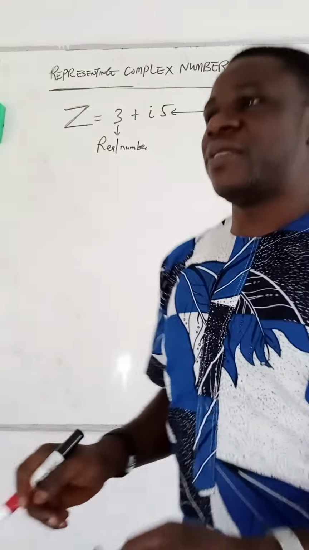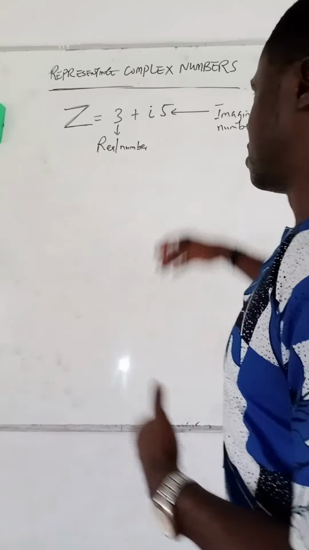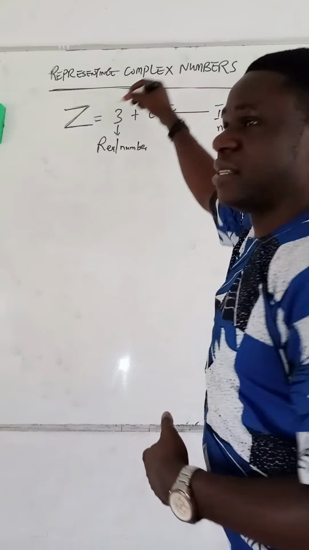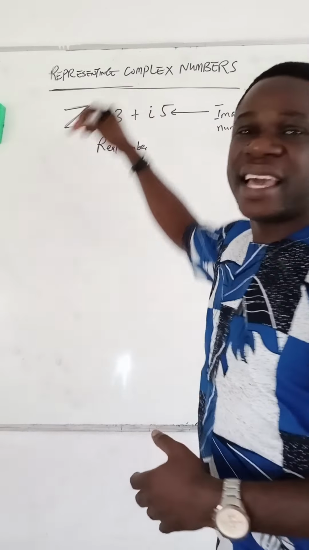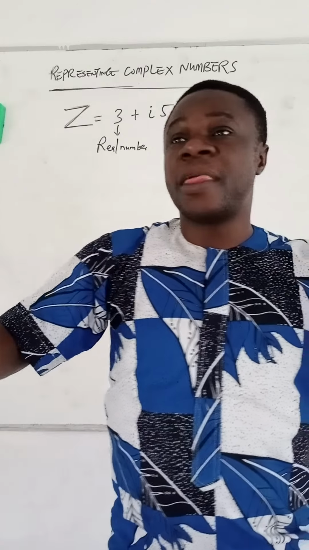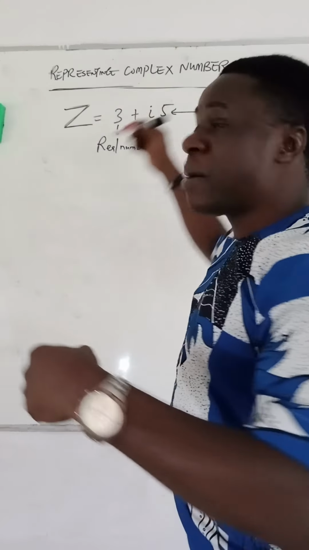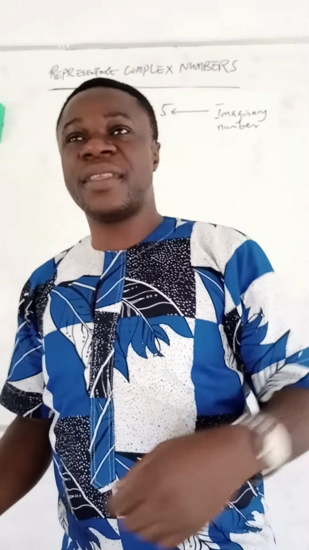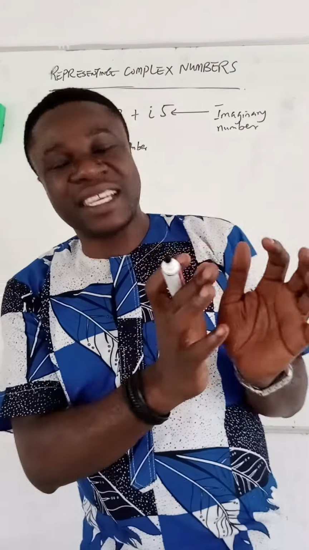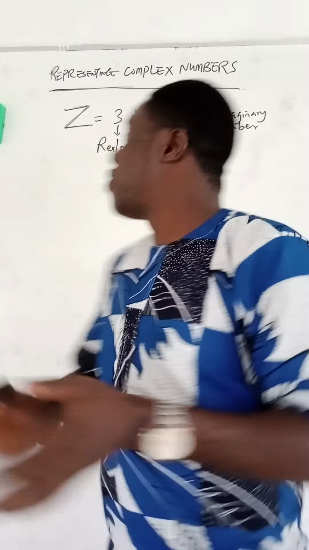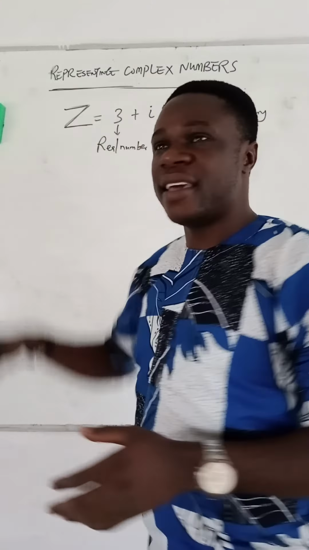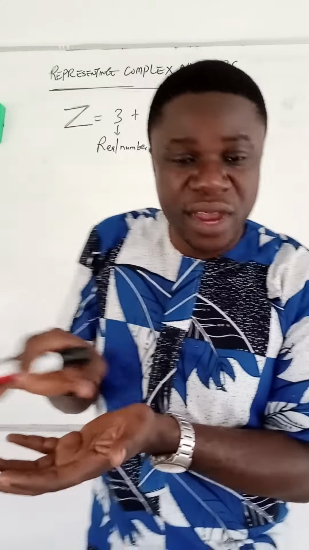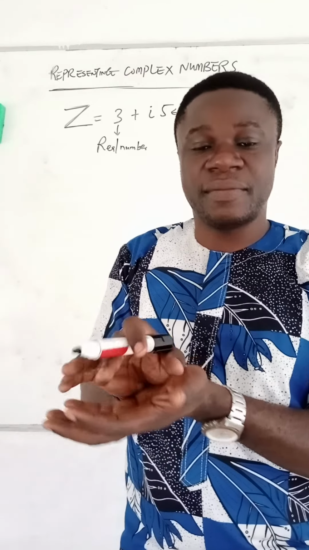Very important. If you look at the imaginary number part, you discover that there is an I there. The I simply indicates that the number with it is the imaginary number, just to show you that that part is the imaginary part, while this one without an I tells you that that part is the real number part.